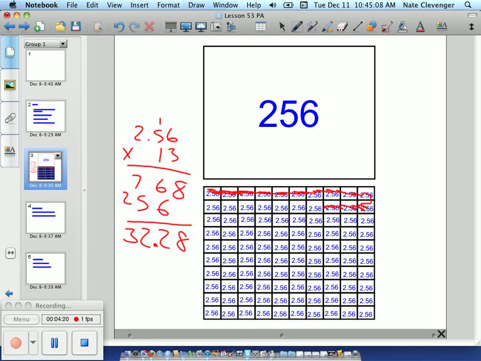Why is 256 in the big box? That's just the number the book shows. The 2.56 times all those ones equals 256, so they're both equal.